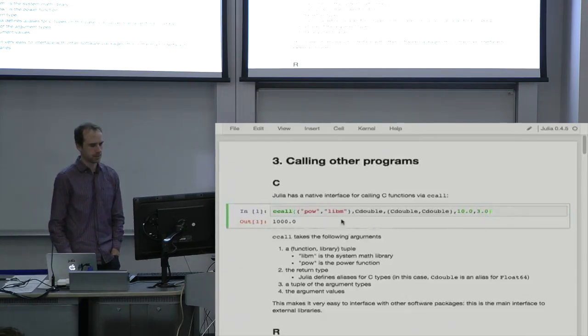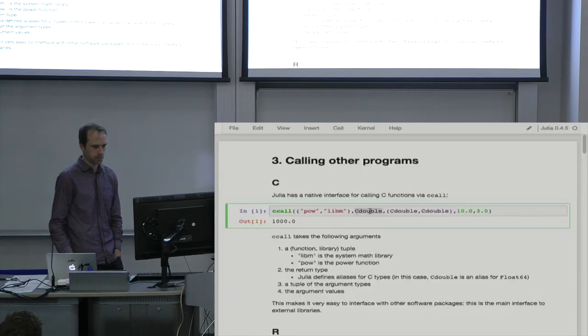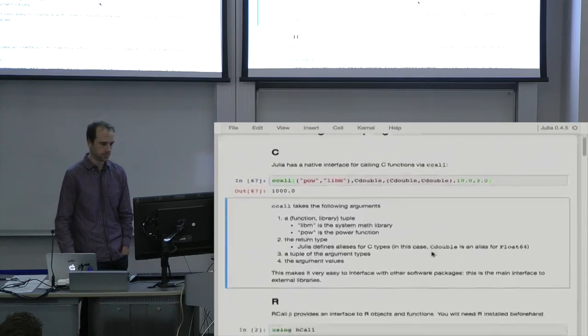So basically it's this function called ccall. Here I'm just calling the standard C power function, which computes the power of a floating point number. So pow is the name of the function, libm is the library, because it comes in the C math library. Cdouble is the output type, which is an alias for Float64. And then you have your two input types, and then you just pass the arguments. And that just gives me 1,000 back. So it's quite easy to do that.